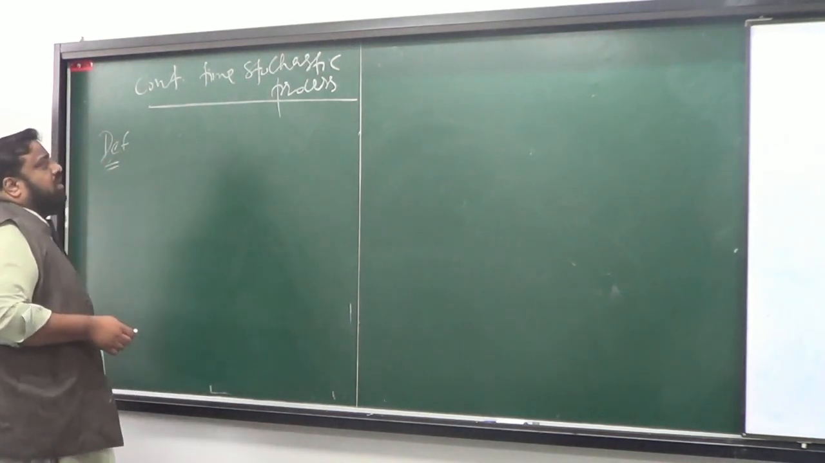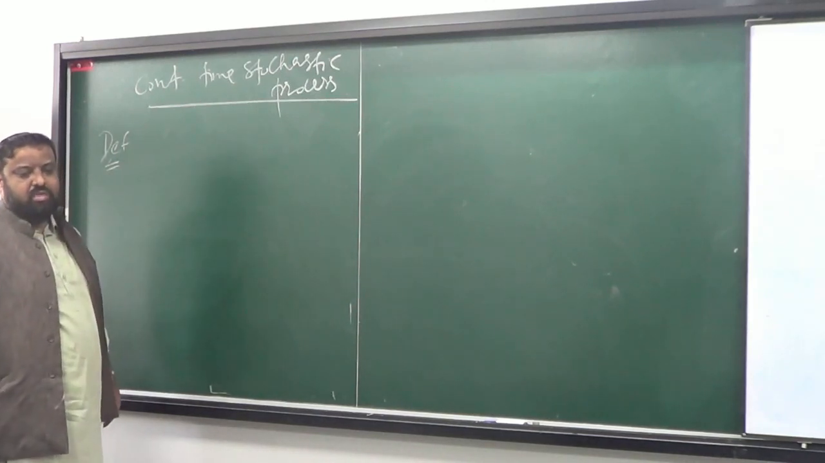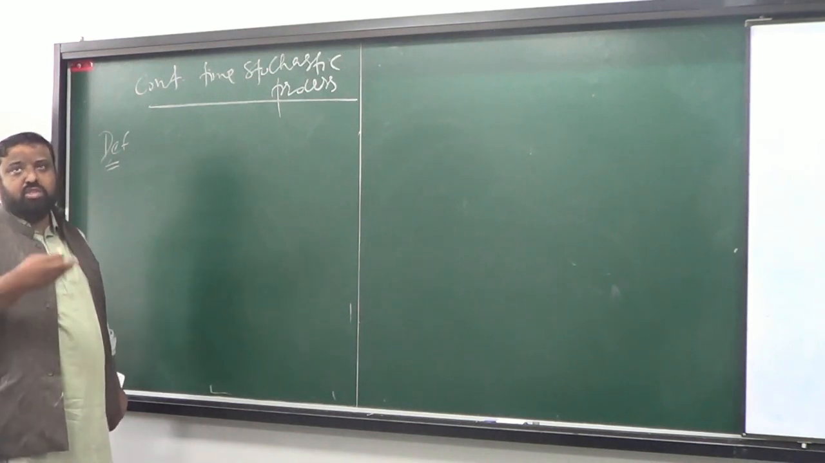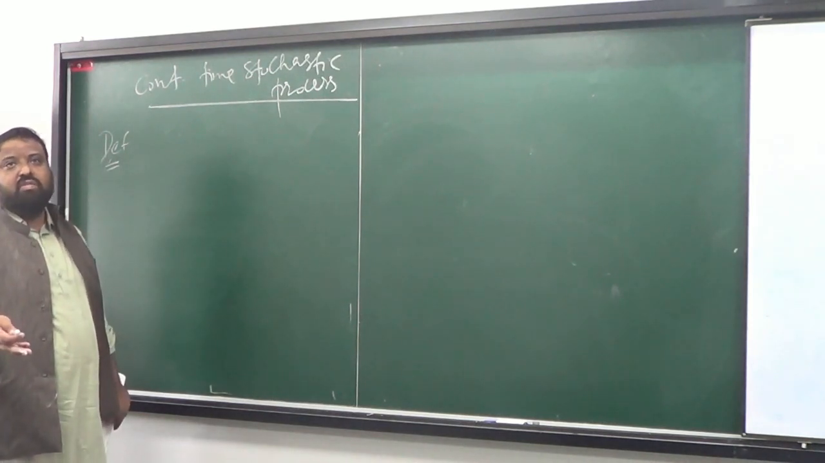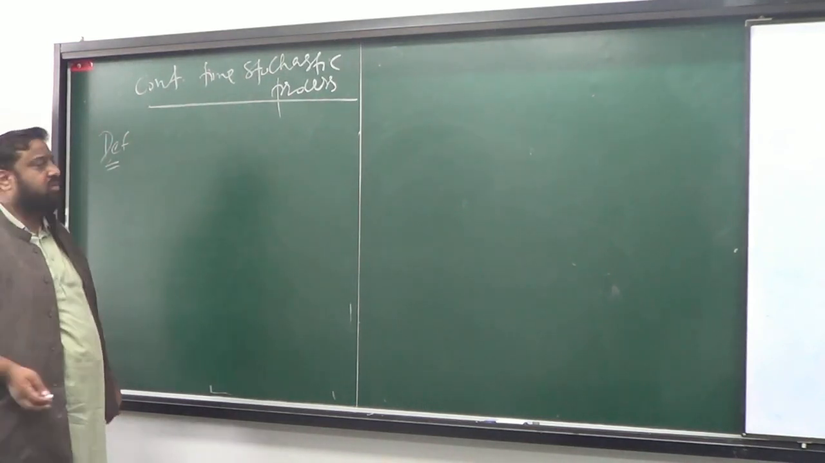So, that measurability over the product sigma algebra is something that makes Brownian motion a stochastic process, while the rest of the properties are the properties that make Brownian motion the Brownian motion.